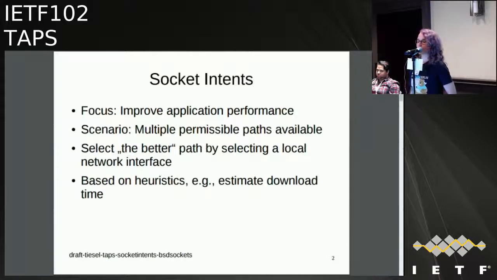We do this by basically selecting one of multiple available local network interfaces. For this, in our policy, we use a lot of heuristics, like estimating download time over different interfaces, and that gives us an idea of which of these interfaces works best.